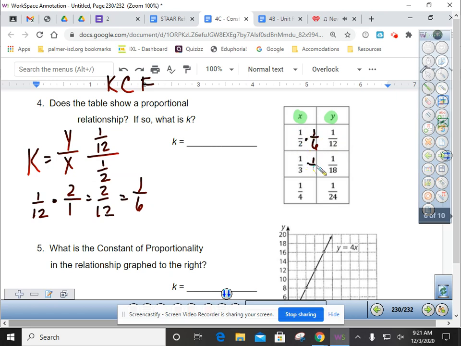So does it work here? Yes. Does it work here? Yes. So it is proportional. And what is the constant of proportionality? 1/6. It's not hard.